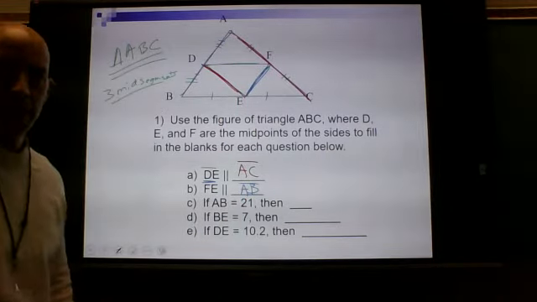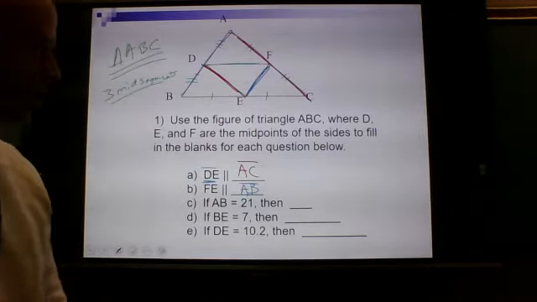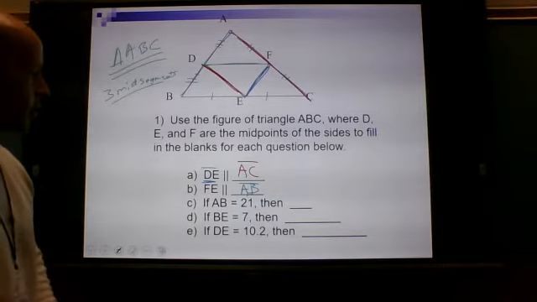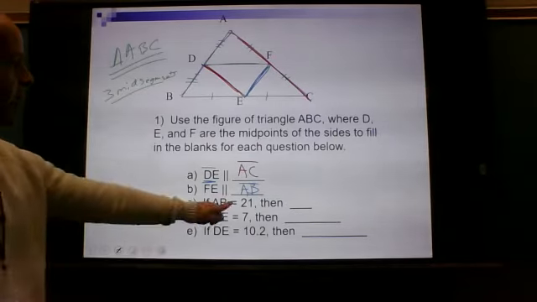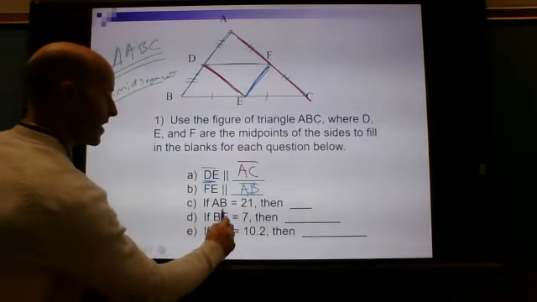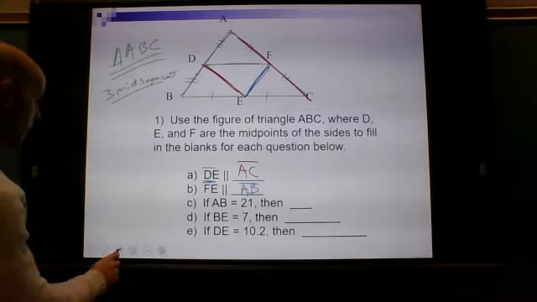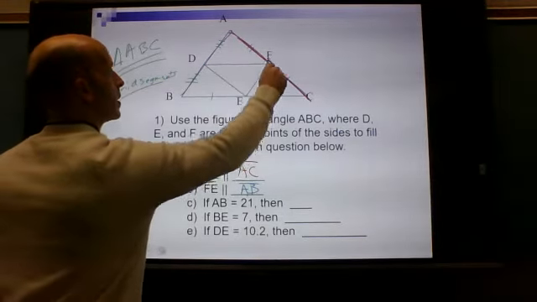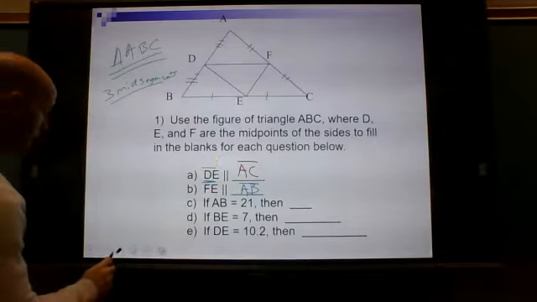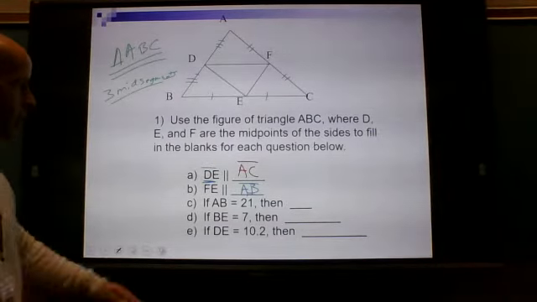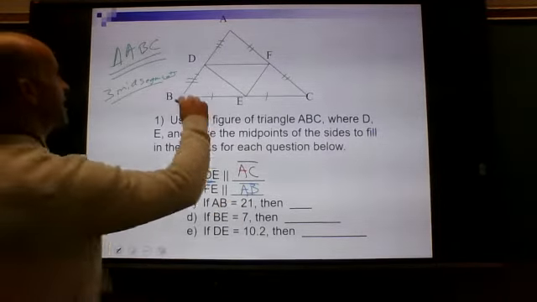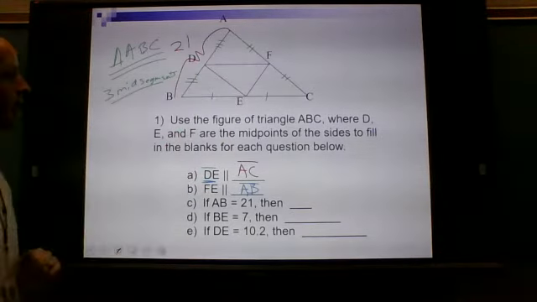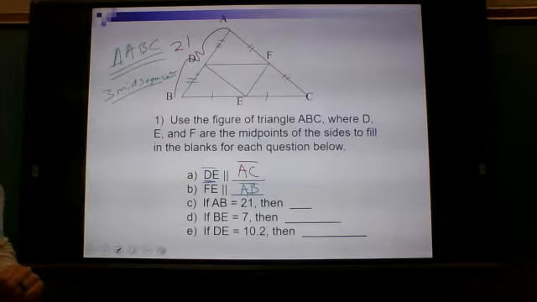These are some of the types of questions you guys are going to see on your homework. Okay, question number 3. If the length of segment AB is 21, let me erase what I have up here so far because I want to make sure that this is pretty clear. It says that segment AB, that's this whole segment right here, is 21 in length. What can we conclude?